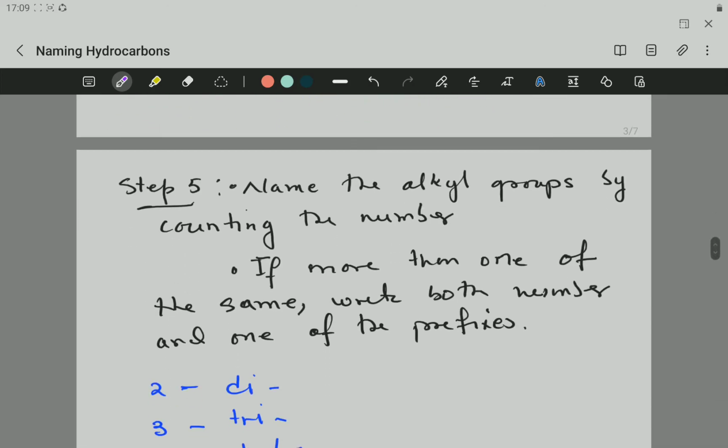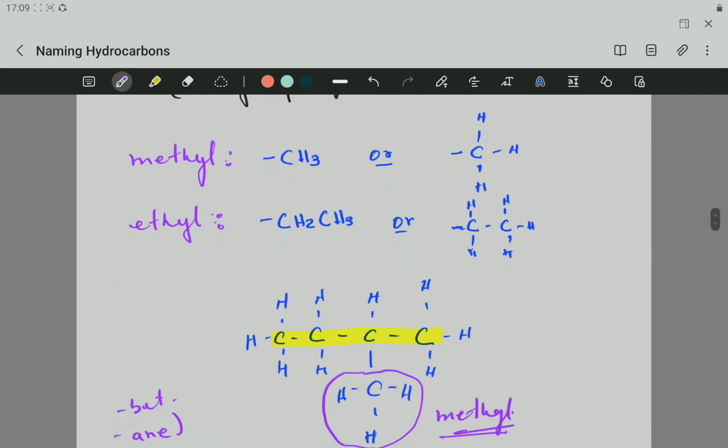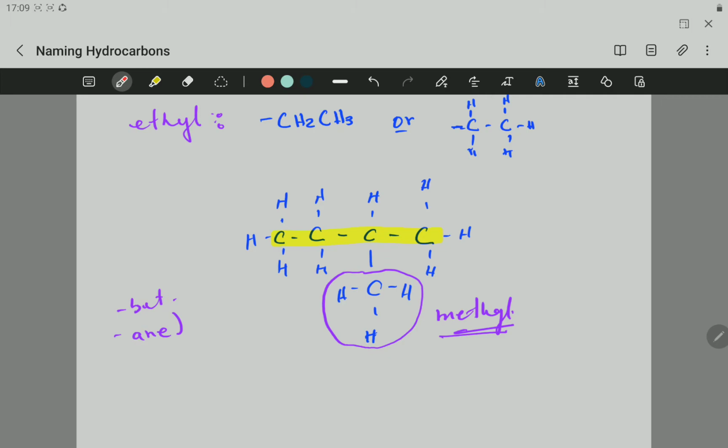Okay, now we are going to count the numbers starting from the end nearest to the branch. So we're going to write numbers here starting from the end nearest to the branch. If we start here, we have 1, 2, 3, and 4. But if you start from here, you also have 1, 2, 3, and 4. So this end here is closer to the branch. So we're going to start counting from there. So this one is going to be out. Okay, sorry about that one. There we go. Okay, so those are the numbering.